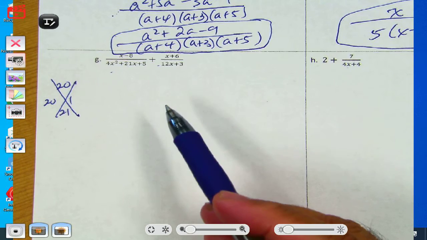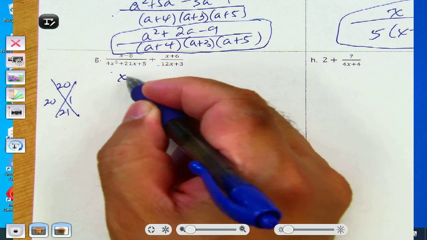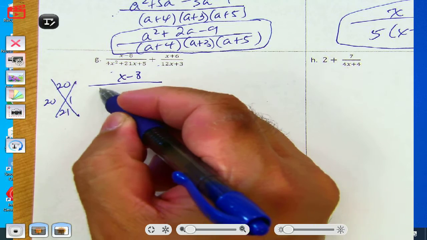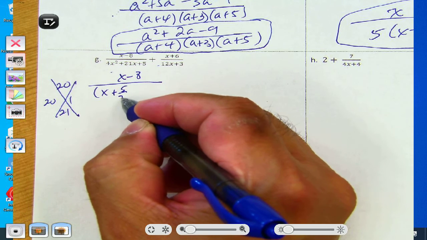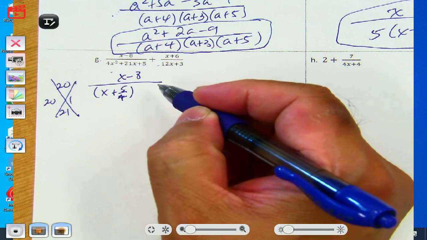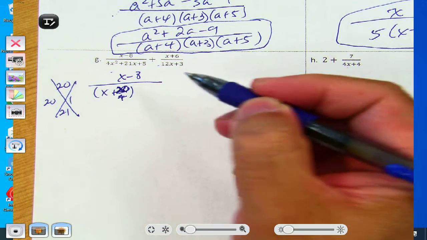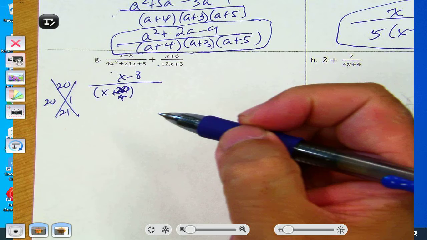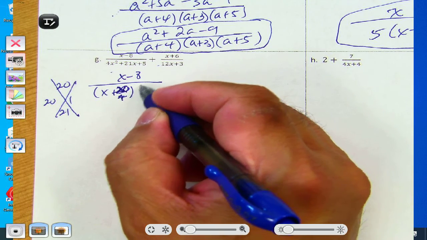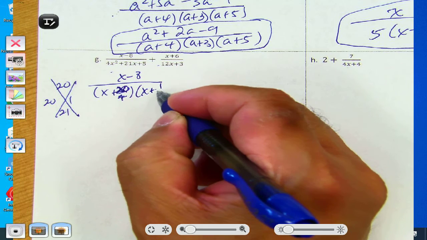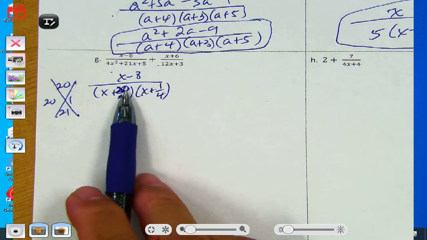So that's going to be x minus 8 over, remember the Lizzie method, it's x plus 20 over 4. Where did I get 5 from? I know why I got 5. What's 20 over 4? 5. I was thinking ahead. Shame on me. X plus 1 over 4. So if you can't read that, that's 20 over 4.